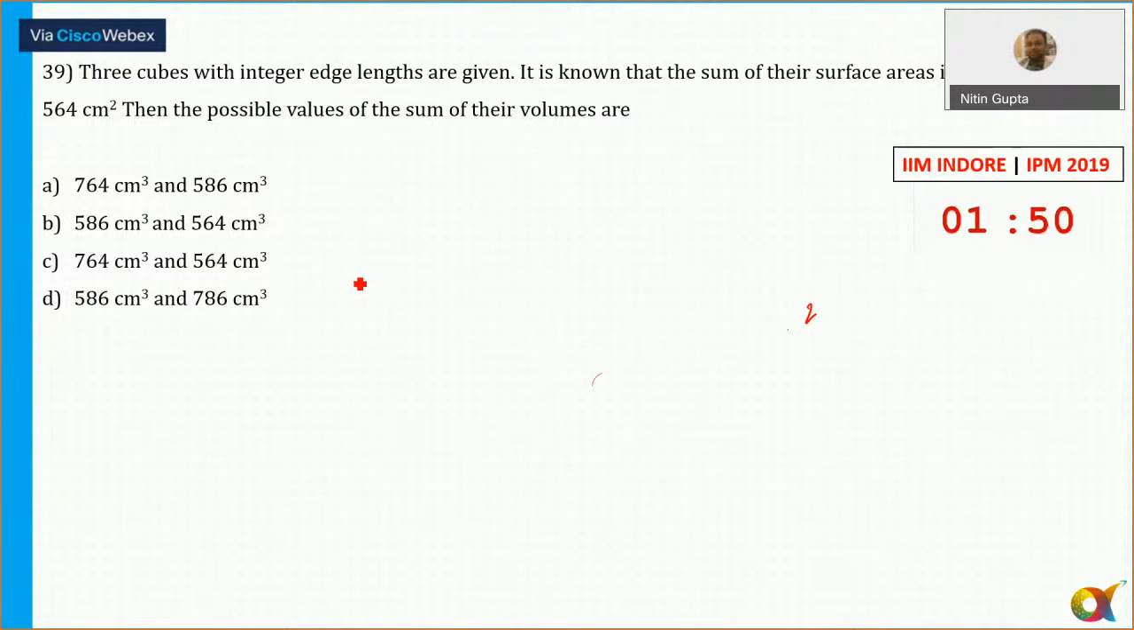Let's start with the question: 3 cubes with integer edge lengths are given. It is known that the sum of their surface areas is 54. So let's say the surface area is 6a square plus 6b square plus 6c square, equal to 54, and the values of these are integers. Then the possible values of the sum of their volume. Okay, we'll see that.